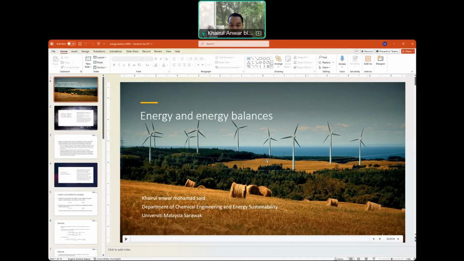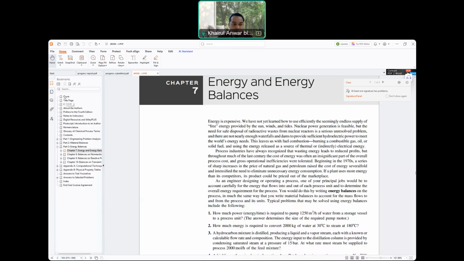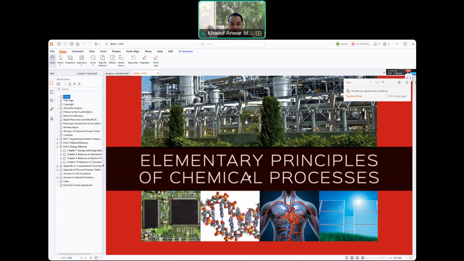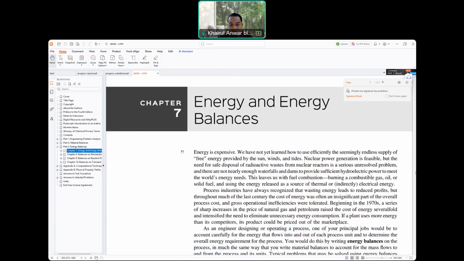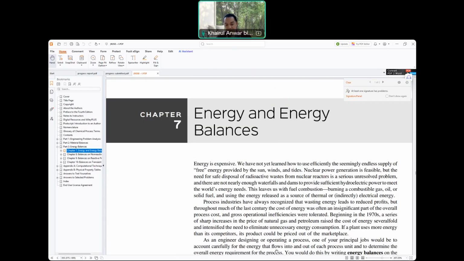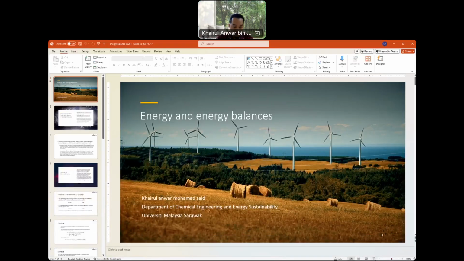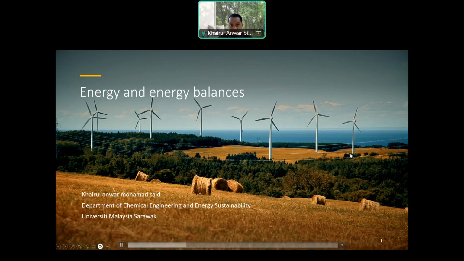Sure. For today's class, I'm using this book, Principles of Processes, chapter 7, through type 5. Energy and energy balance.